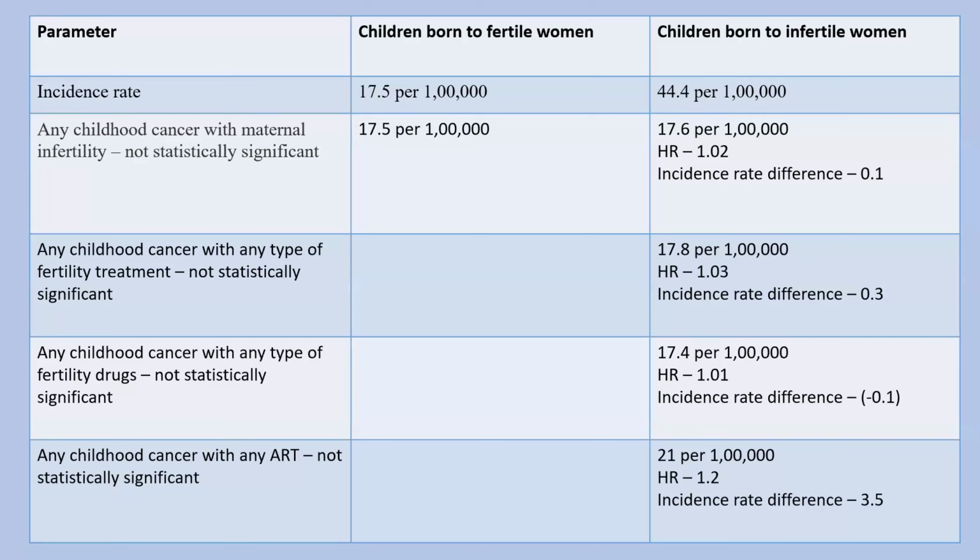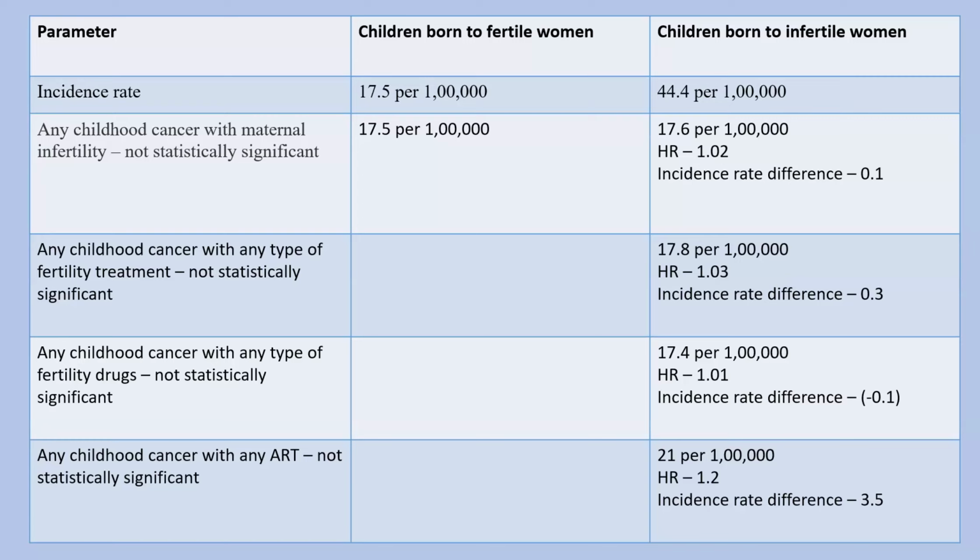So as can be seen from this slide, the incidence rate of childhood cancer in fertile women was 17.5 per 1 lakh women, and that for infertile women was 44.4 per 1 lakh. The association of any childhood cancer with any maternal infertility was not statistically significant. The hazards ratio was 1.02 and the incidence rate difference was 0.1.